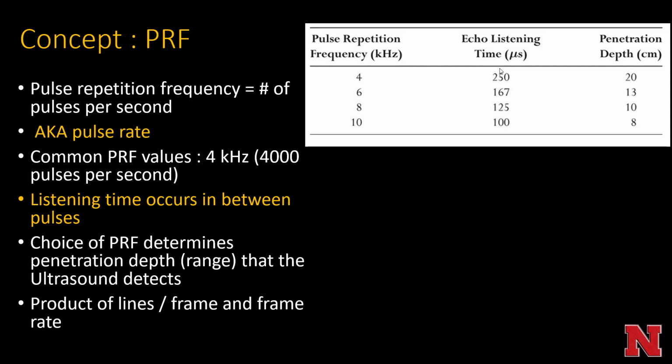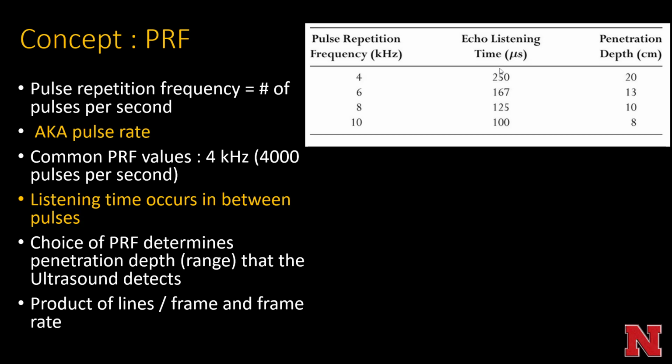PRF is the pulse repetition frequency. It's the number of pulses per second, also known as the pulse rate. Common PRF values are around 4,000 pulses per second. So that's how many times every second sound wave comes back and then the listening occurs. The listening obviously occurs in between those pulses. The choice of PRF determines the penetration depth or the range that the ultrasound can detect. So it's a product of your lines per frame and the frame rate.